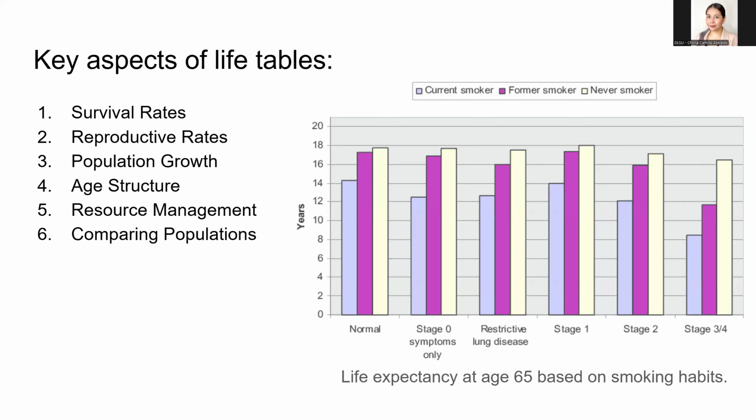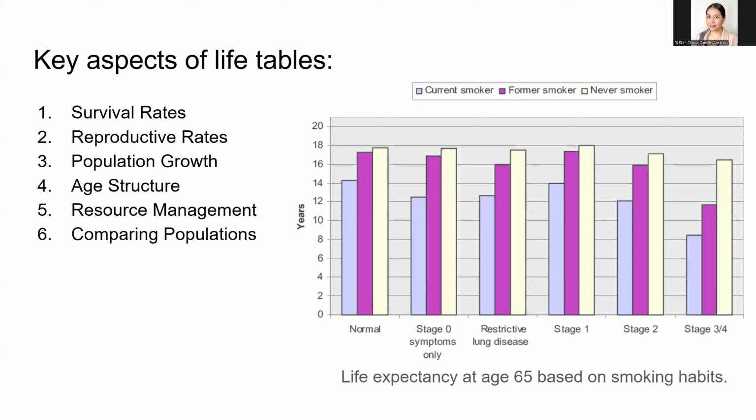and farmed populations. So resource management involves determining harvesting strategies, protection efforts, habitat restoration, saang hospital tayo, saang region ang kailangan ng bagong public hospital, what region needs more doctors or nurses. So all of that information we can decide by looking at life tables.